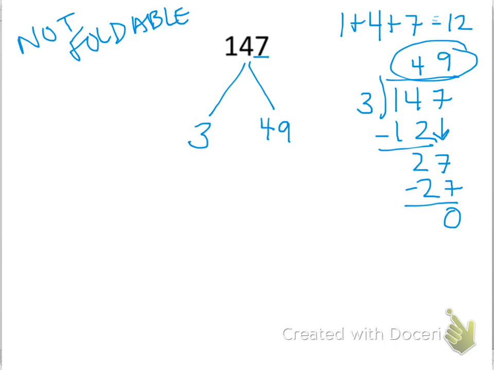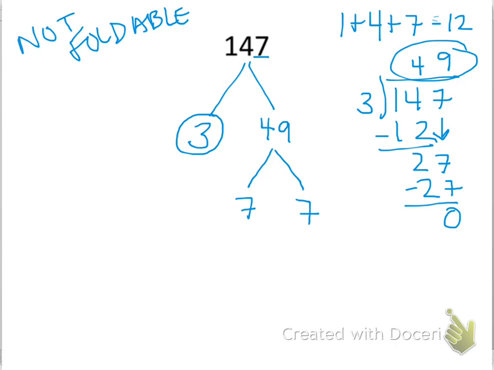Then I see if they're prime. Is 3 a prime number? Yes, it is, so I'm going to circle it. Is 49 a prime number? 49 is not a prime number, so I'm going to continue down this branch. I know that 49 is divisible by 7. And I know that 7 times 7 will give me 49. So those are my next two branches on this tree.